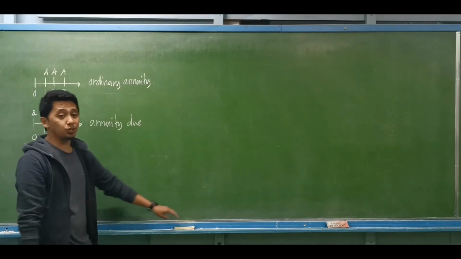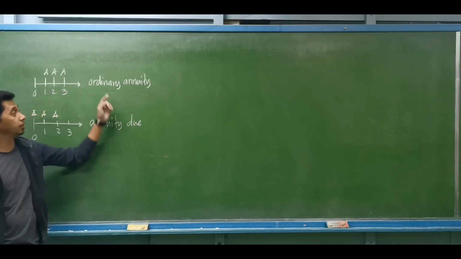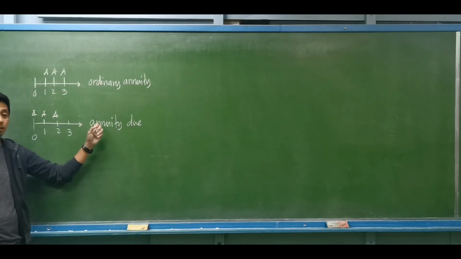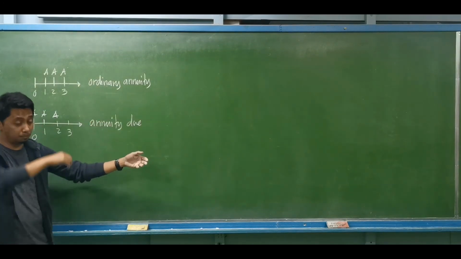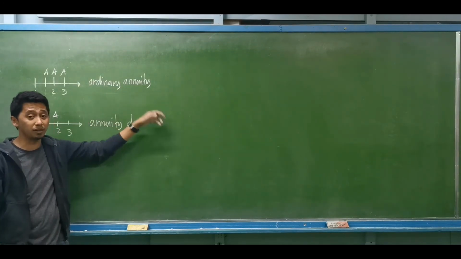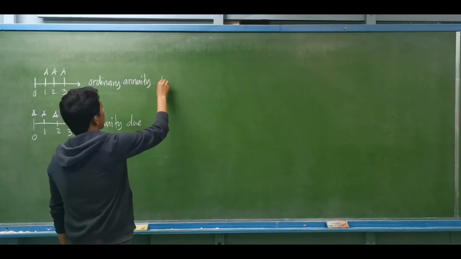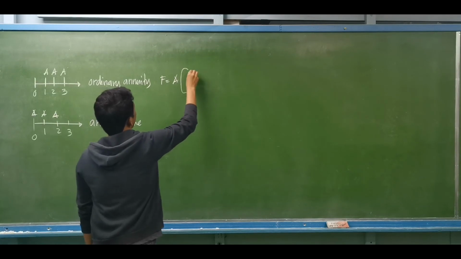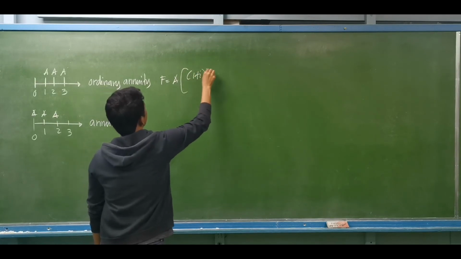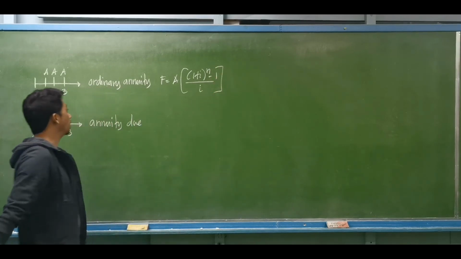Before we proceed to our next example, let us discuss the difference between an ordinary annuity and an annuity due. If you say ordinary annuity, the payments are done at the end of each period. How do we compute its future amount? The future amount is the annuity multiplied by 1 plus I raised to n minus 1, divided by I. This is for ordinary annuity.